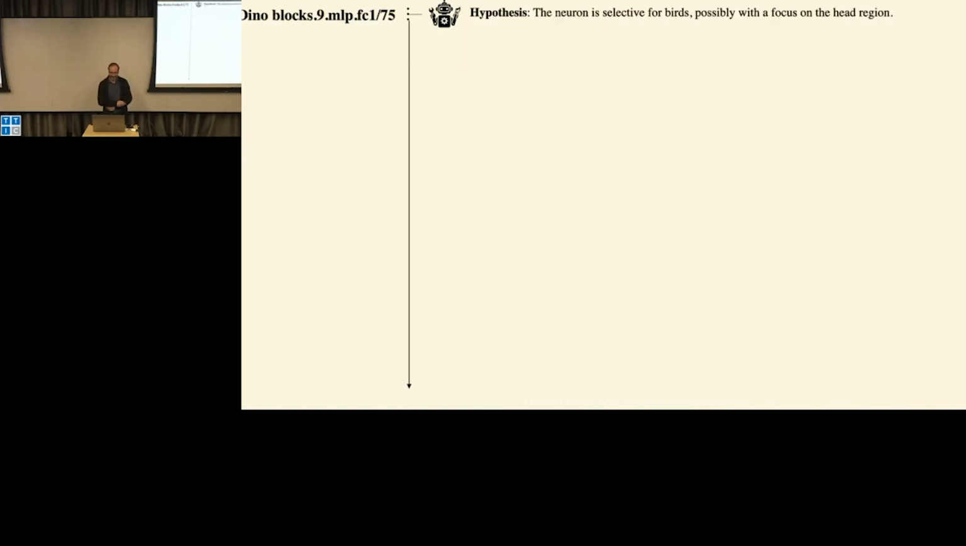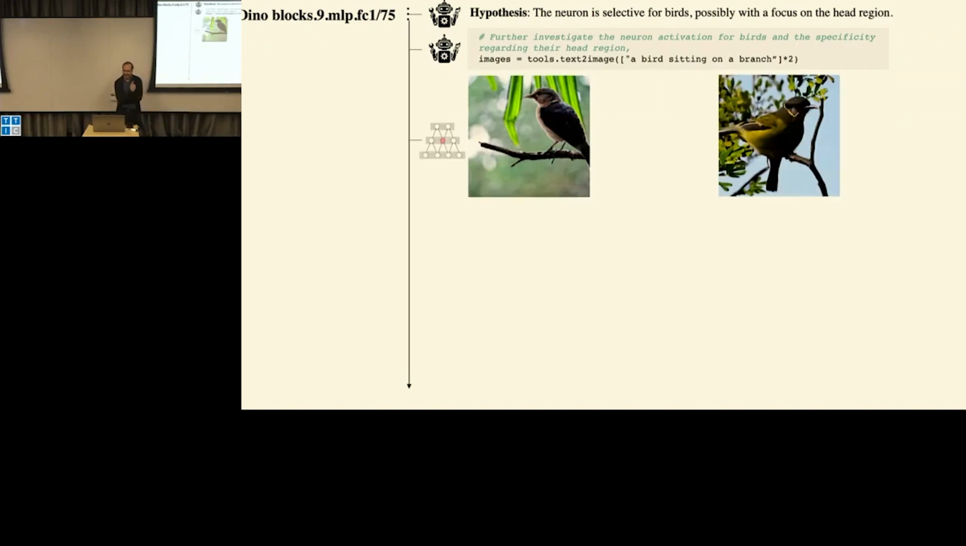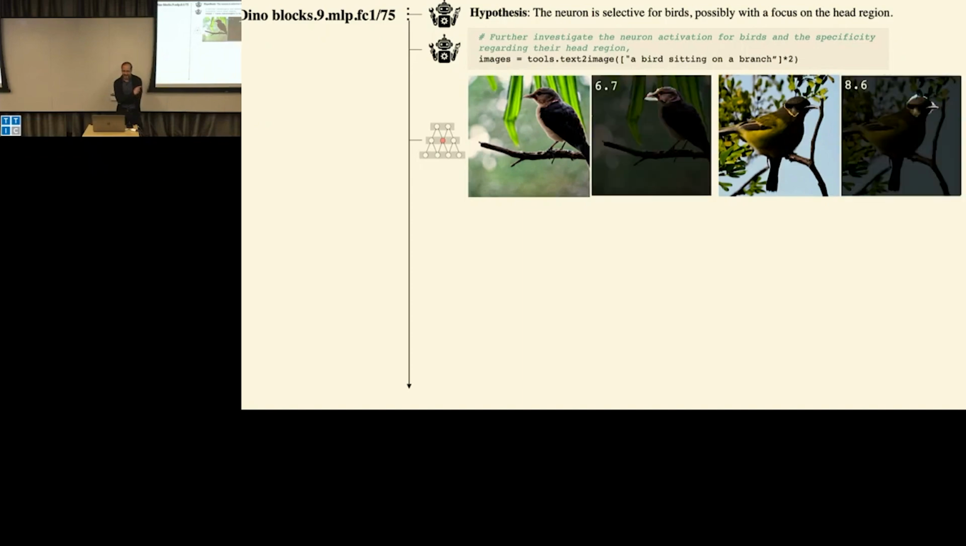Here there is another. It found at some point a different unit inside Dino, where it found that the unit seems to be selective for birds, possibly with a focus on the head region. So it decides to create 2 images of a bird sitting on a branch. You can see here how it multiplies by 2. It's using kind of Python tricks to call stable diffusion. Here are the 2 images that it created, and this is how they are driving the activations of the units. And you can see that, yes, indeed, the regions of the head are the ones that seem to be activating that unit. And now it performs the following editing experiment.